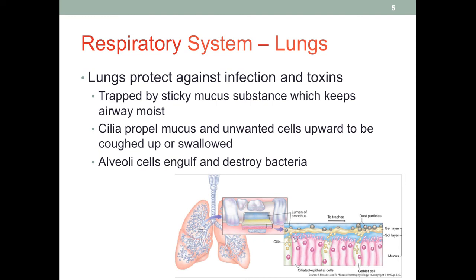Also in the airway, we have hair-like structures called cilia. These tiny hair-like structures can propel mucus and unwanted cells upwards to the point where we're able to cough them up and let them out. Also, there are immune cells in the alveoli that can literally engulf and destroy bacteria.